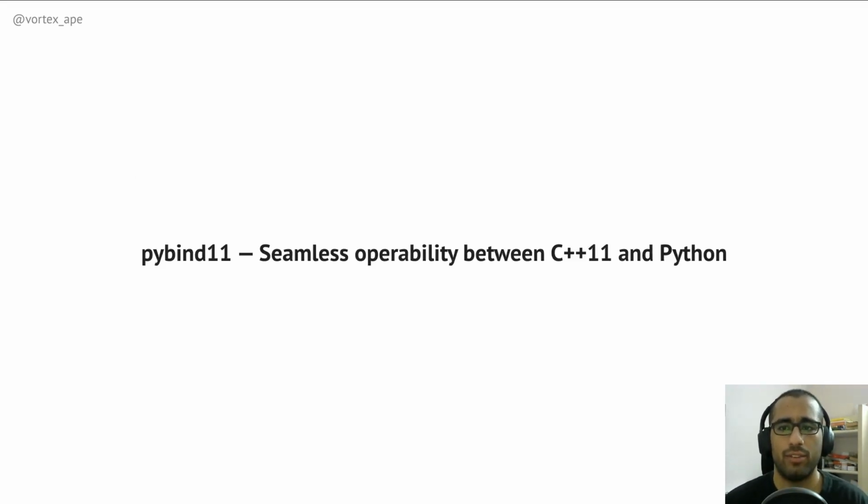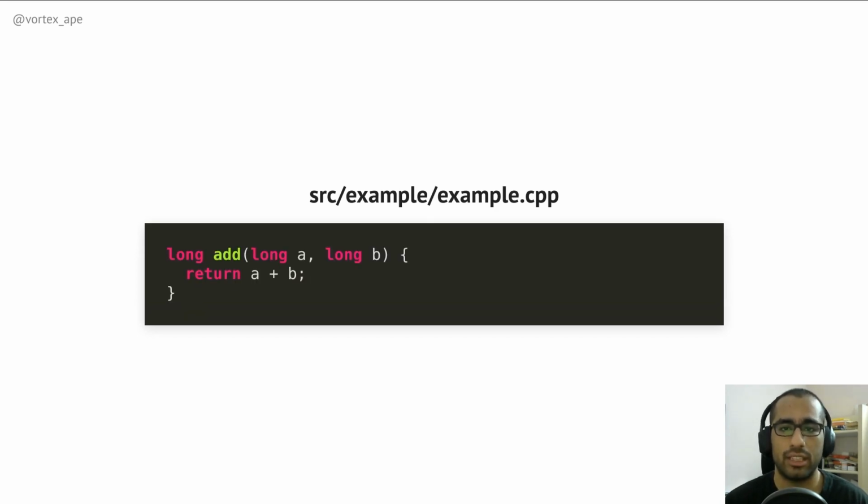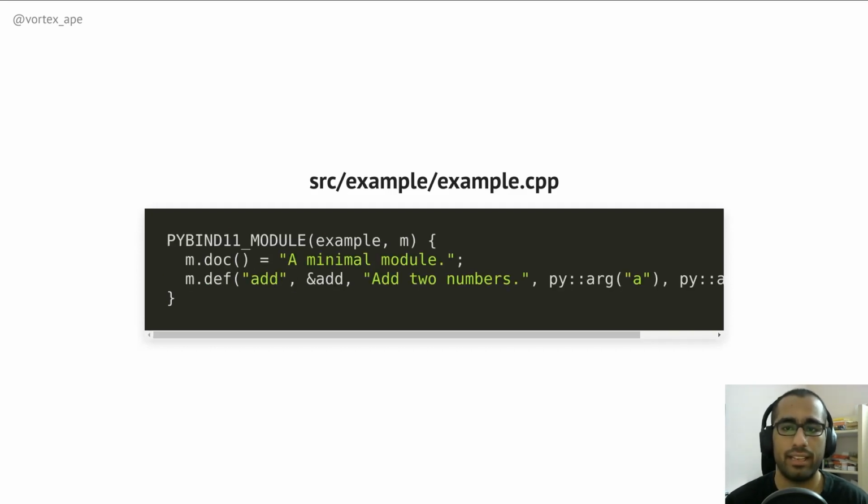Now let's look at how we can create the same extension module using PyBind11. PyBind11 is a lightweight header-only library that exposes C++ types in Python and vice versa. We can use it to easily create extension modules on top of existing C++ code. So this time, we create an example.cpp and include the PyBind11 header file instead of the Python.h from before. We create an add function, which takes in two long integers a and b, and returns a sum, which is also a long integer. And finally, we use a PyBind11 module macro to initialize the module.